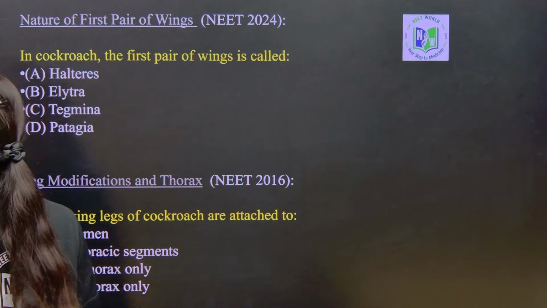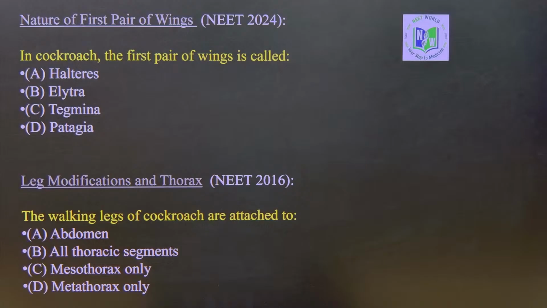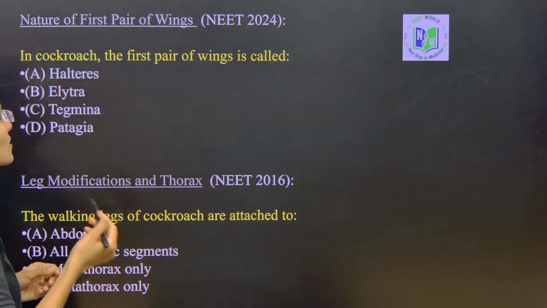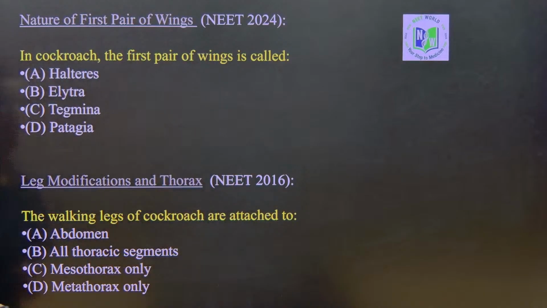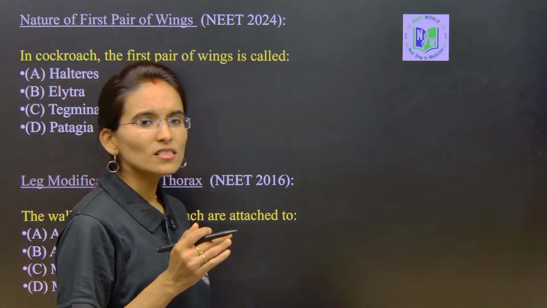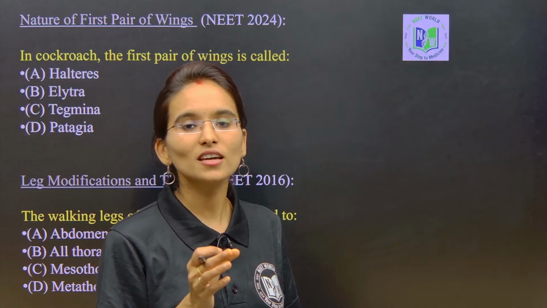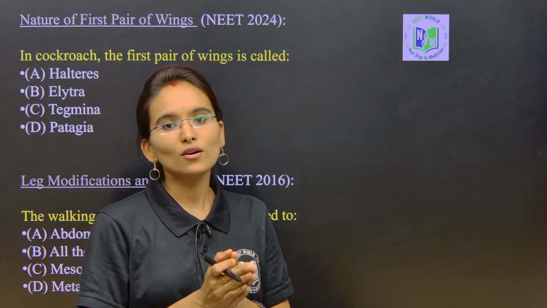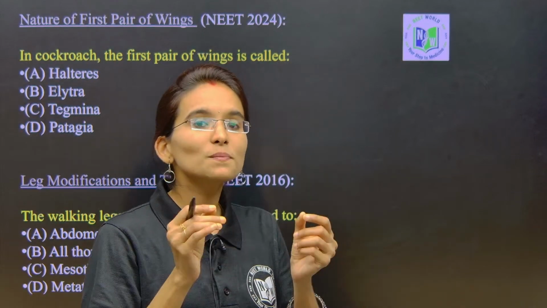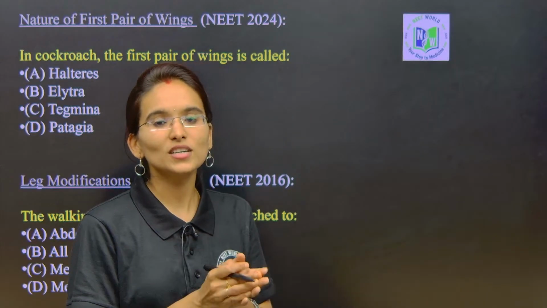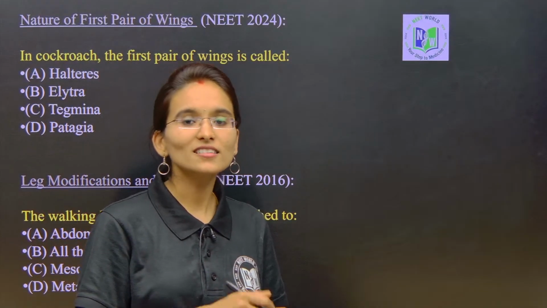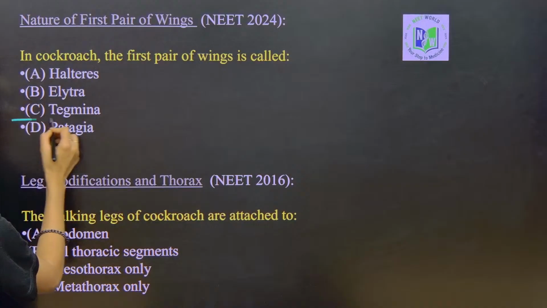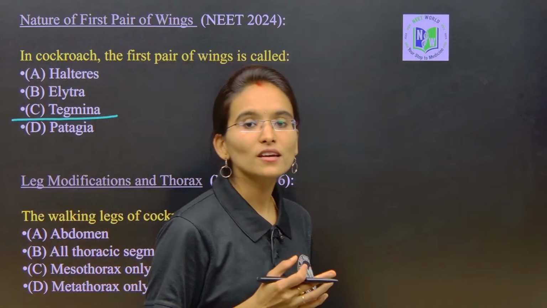So this particular question is related to the wings of the cockroach. In the cockroach the first pair of wings are called as, so what do we usually call the first pair of wings? Yes, usually the wings arise from the thorax. What are the dorsal plates we call? Tergites, right? So the wings present on the tergum of Periplaneta americana, those wings we usually call tegmina. So tegmina are the first pair of the wings.